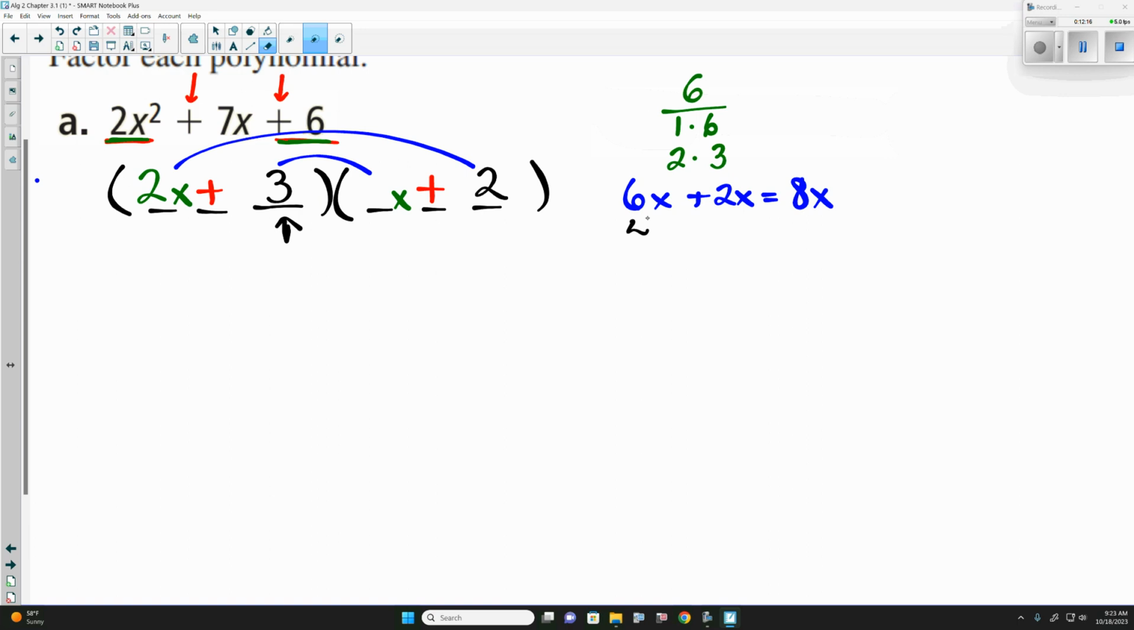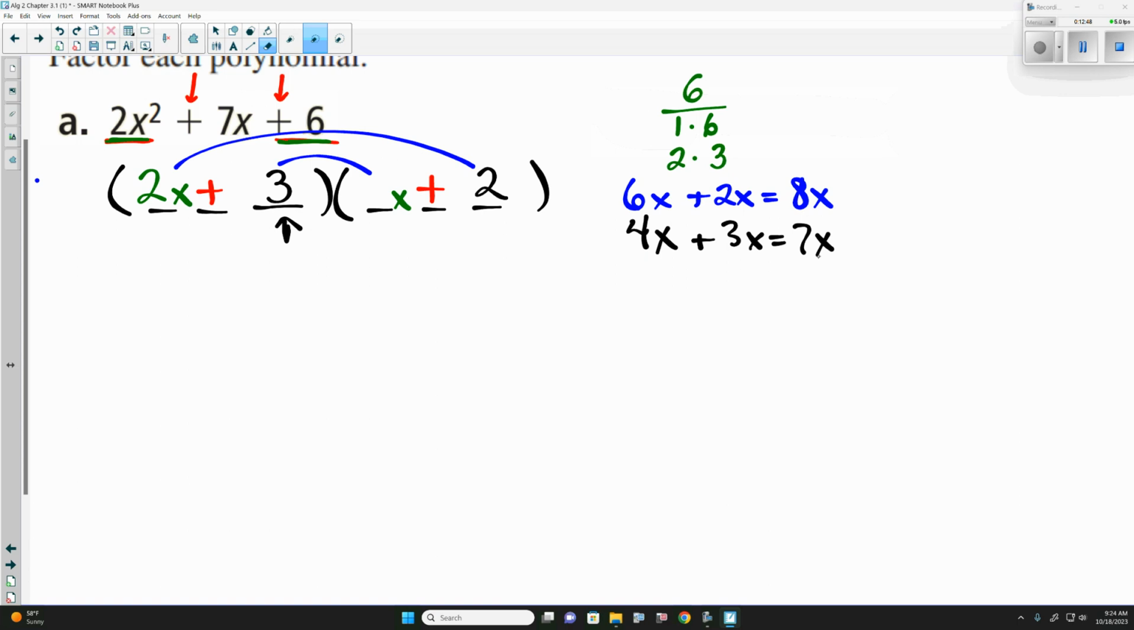2x times 2 is 4x. 3 times x is plus 3x, which is positive 7x. Is that what we wanted? Yes. Now, if that's a little bit confusing, it's hard to see, that's fine. Because even if we didn't notice that, when we checked it with the 2x and 2, it still told us it wasn't right, correct? So knowing that just makes it a little bit easier.